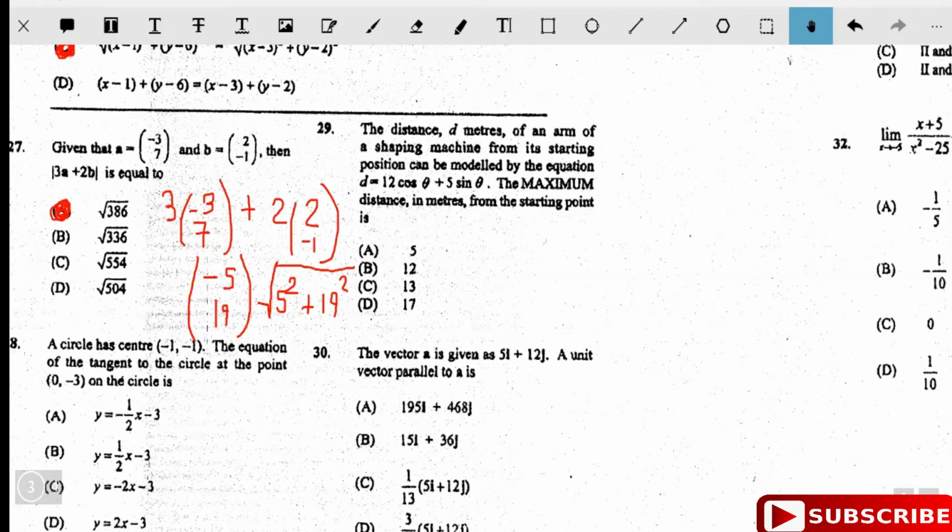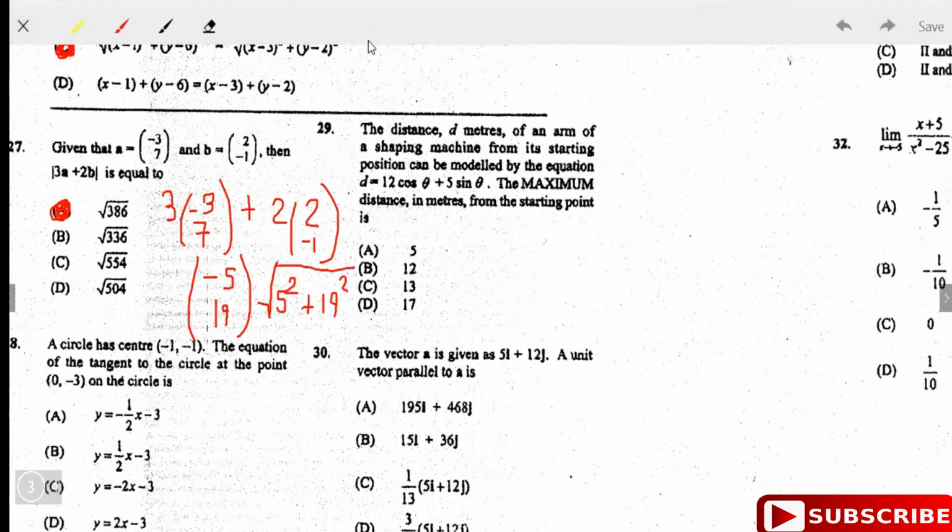Question 28. It says a circle has center minus 1, minus 1, and the equation of the tangent to the circle at the point 0, minus 3. So you can always draw one little circle. What's the answer? Because this is a repeat. Beta. Yes, I'm right, beta is the answer. So draw the circle, put a point, and draw a tangent to the circle. And one equation of the tangent.